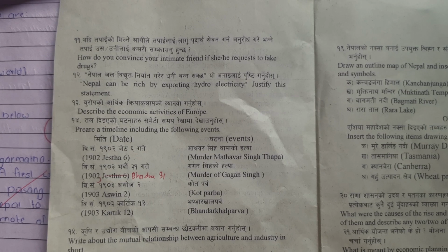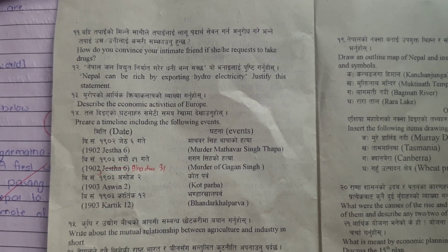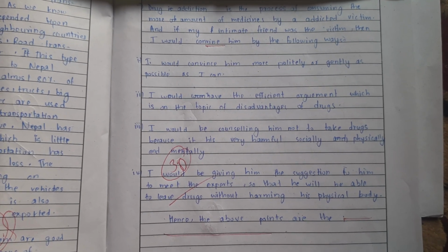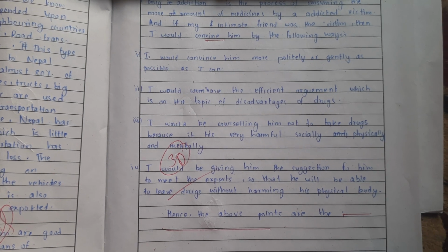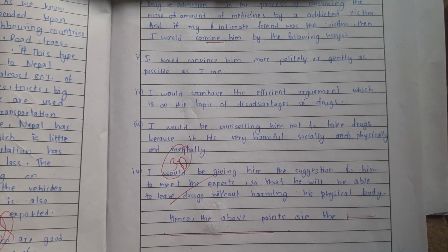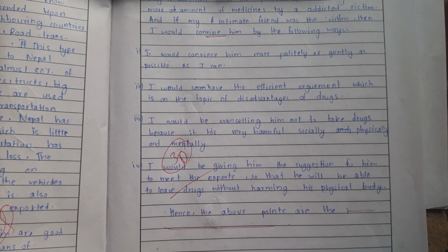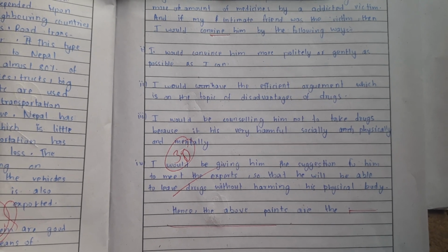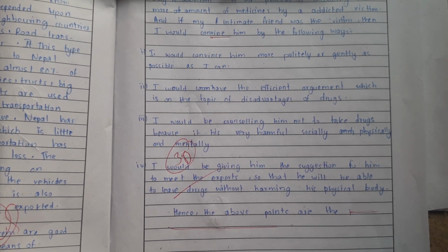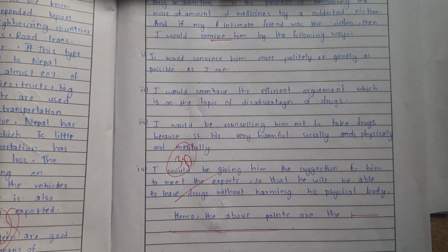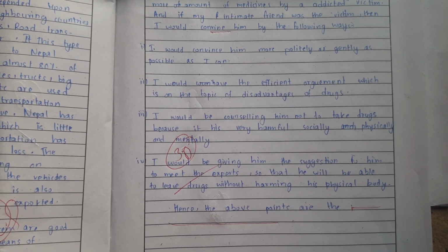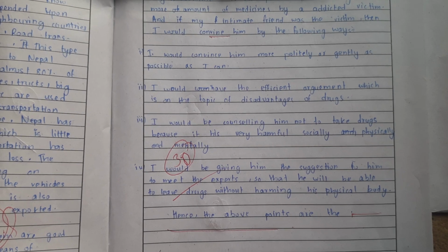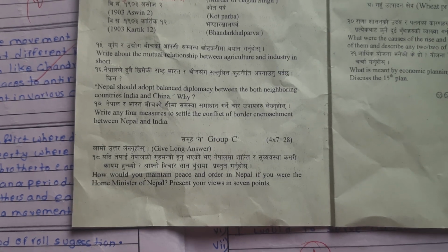Question number 11 is: how do you convince your intimate friend if she or he requests to take drugs? But a student writes in this way, his presentation is good enough, but despite the fact that, hence the above points are, you need to complete your answer. Looking at the answer, it looks complete, but the conclusion must also be written properly. So I gave only 3 marks, though I was going to give 3.5, because the conclusion was not complete, and also the spelling of convince is wrong.